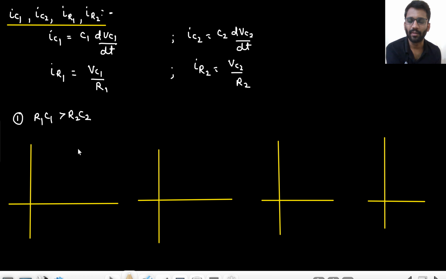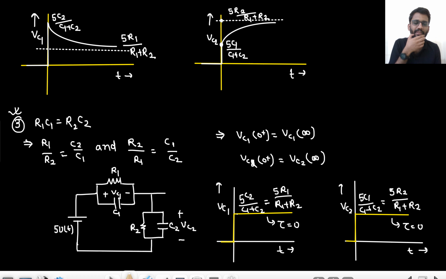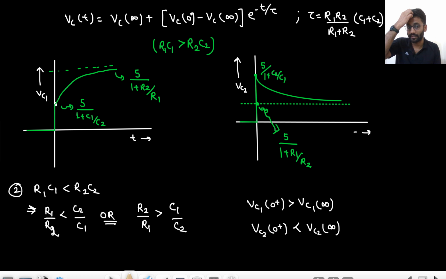So first I am drawing the graph of IC1. For the first case, R1 C1 greater than R2 C2. So this is the graph of VC1. What is happening? The voltage VC1 is rising. That means the slope is positive, so the current will always be positive.